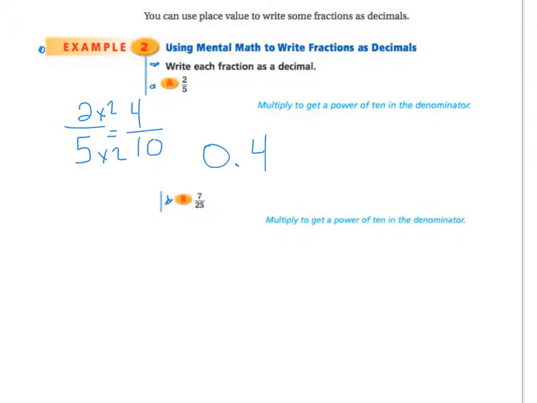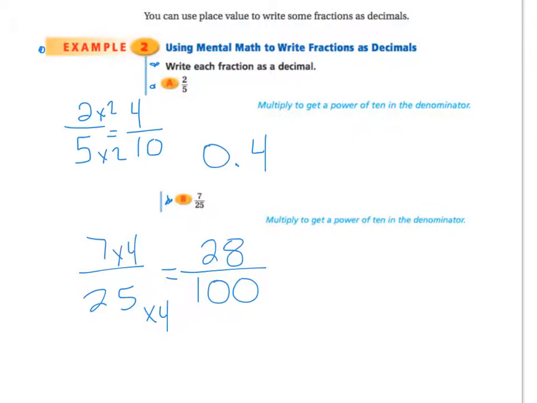And then for letter B, same thing, I have 7 over 25. And now this time 25 can't go into 10, but it can go into 100. So I know 25 multiplied by 4 is 100, and so I can multiply 7 by 4 to get me 28. So to write 28 hundredths, I would write 0.28.